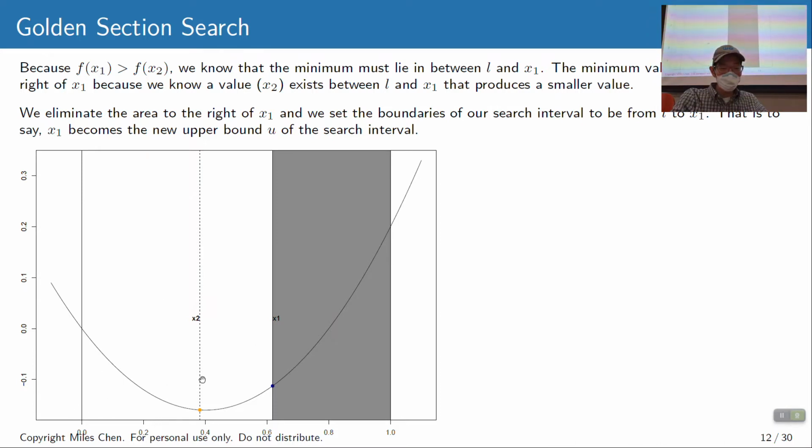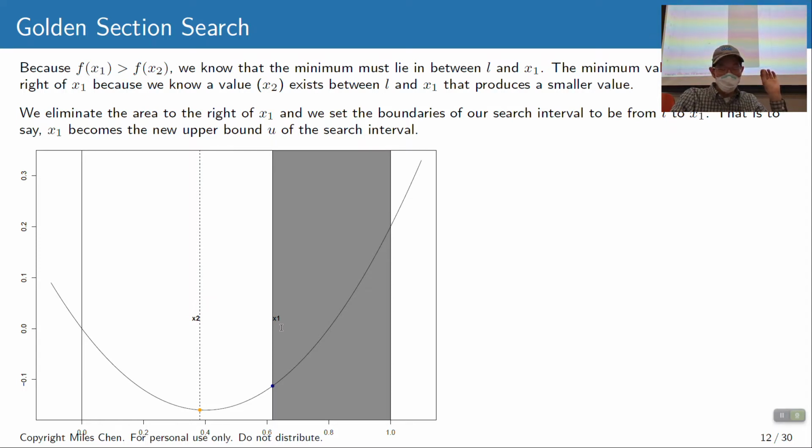I'm going to search from 0 to 0.618. Okay, so this is now going to be my new bounds of the interval. So I'm going to keep my lower bound at 0. My upper bound is now at x1, 0.618. Okay, and we're going to continue our search here. Okay, and this is where the beauty of the golden ratio comes in.